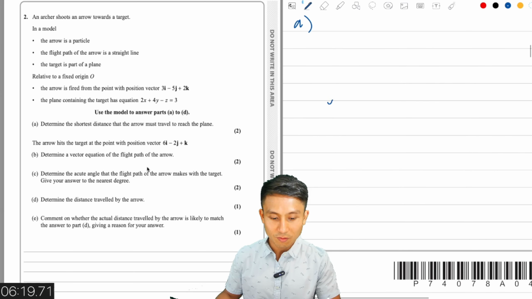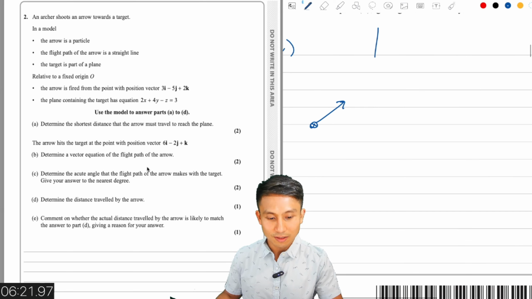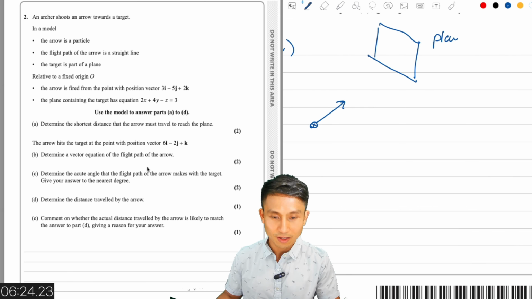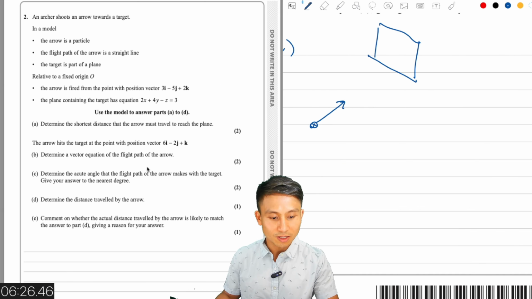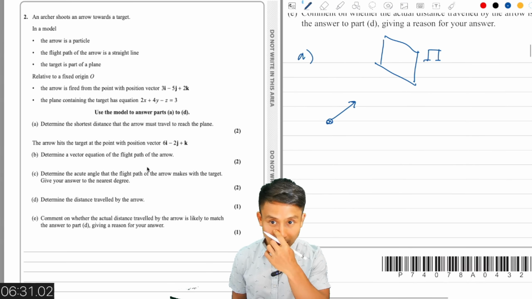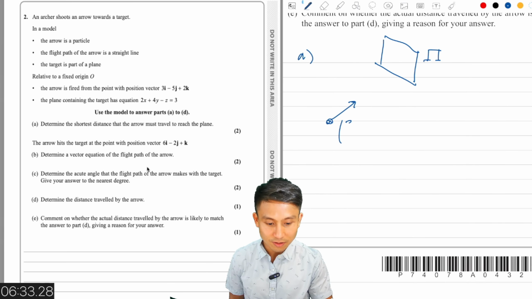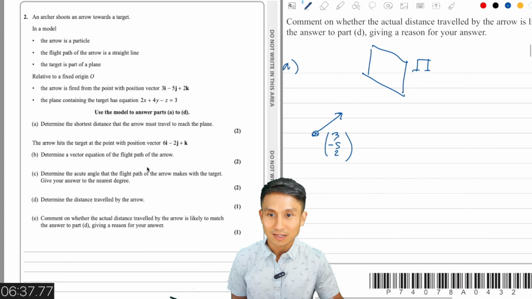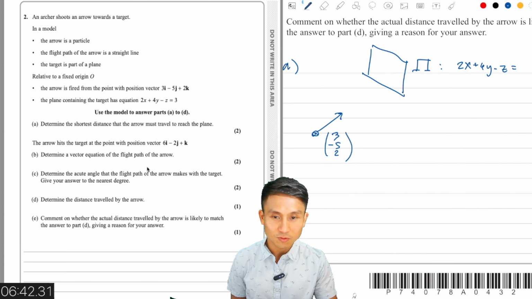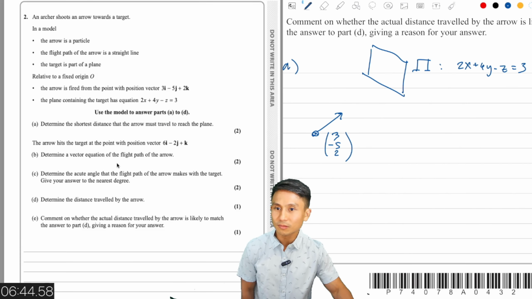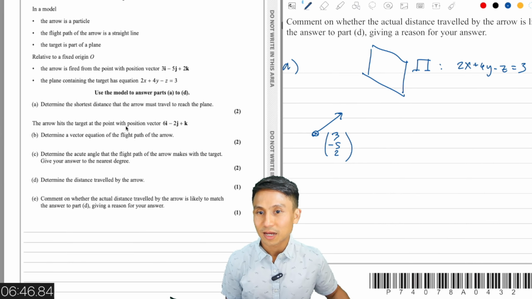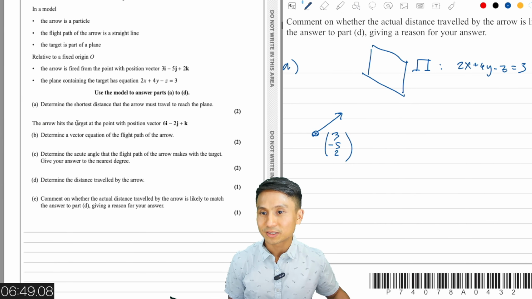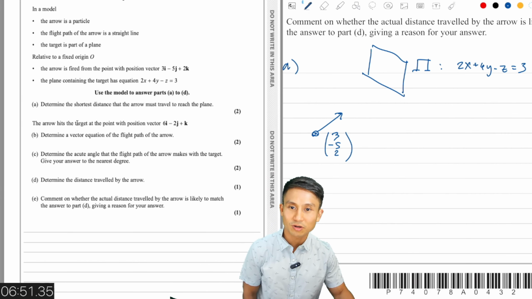Okay, so the arrow is here, and then there is a plane. Normally they use this gamma notation here. And the arrow is fired from this vector here, 3, minus 5, 2. The plane containing the target has equation. So this plane is 2x plus 4y minus z equals 3. Use the model in answer part A to D. Determine the shortest distance that the arrow must travel to reach the plane.